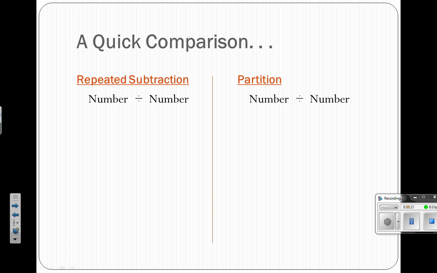So first, just a quick comparison, because you'll be given the same problem and asked to model it using these two different methods. So repeated subtraction, you just need to remember, is the same thing as takeaway model. And if you're taking away, that's a subtraction model. And remember, whenever we take away, we group and actually draw arrows out. So if you're given two numbers, and I'll show you an example in just a minute, the first number that you're given for the repeated subtraction model is the number of objects that you want to begin with.